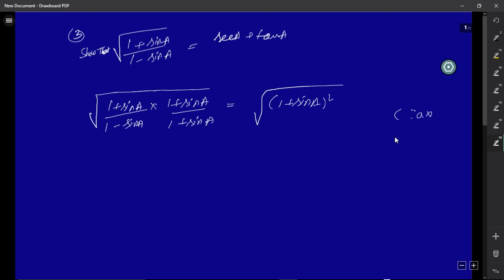Similarly, a into a is a square, so I can write 1 plus sine a into 1 plus sine a as 1 plus sine a whole square, because 1 plus sine a is repeating twice. The denominator is in the form of the formula a plus b into a minus b, which is a square minus b square.